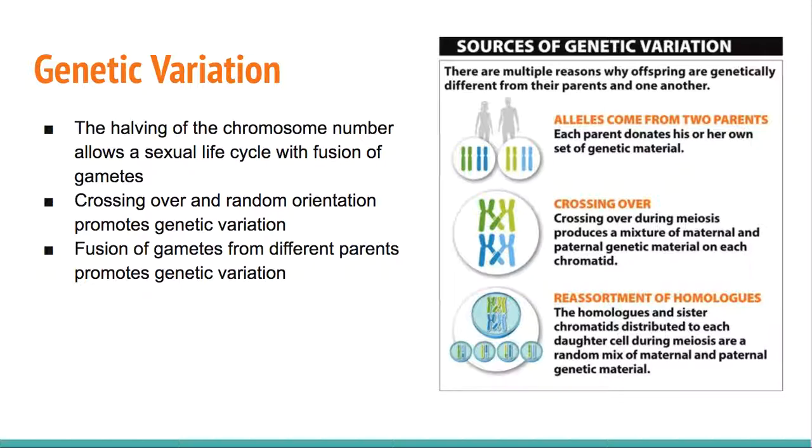Once again, to recap, alleles come from 2 parents. So they each donate their own genetic material. There's crossing over, which produces a mixture of maternal and paternal genetic material on each chromatid. And finally, the random assortment, where the homologs and sister chromatids distributed to each daughter cell during meiosis are a random mix of maternal and paternal genetic material.